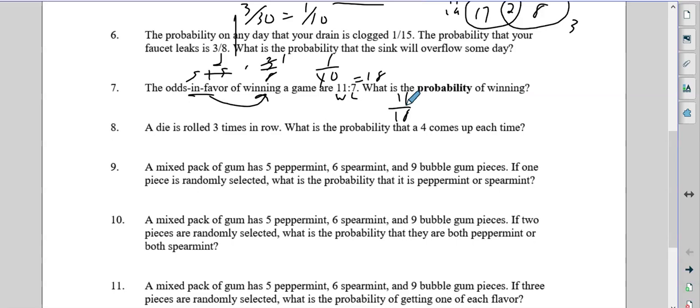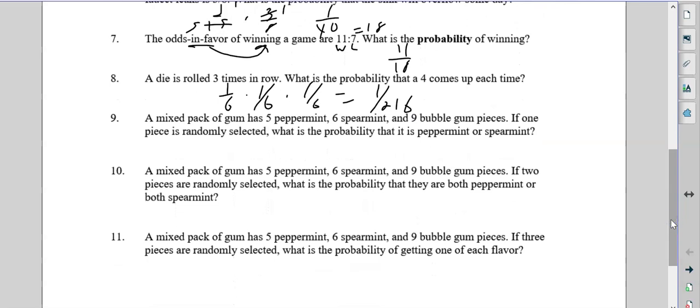A die is rolled 3 times in a row. What's the probability of coming up with a 4 each time? Well, that's 1 out of 6 the first time, and then 1 out of 6 the second time, 1 out of 6 the third time, which means the chance gets very slim. It's 1 out of 216. So each time you're expecting it to happen again, you're getting a smaller and smaller chance.